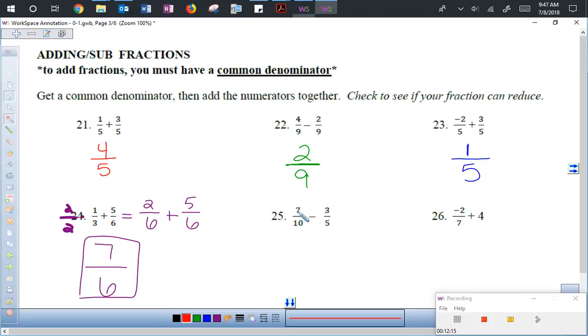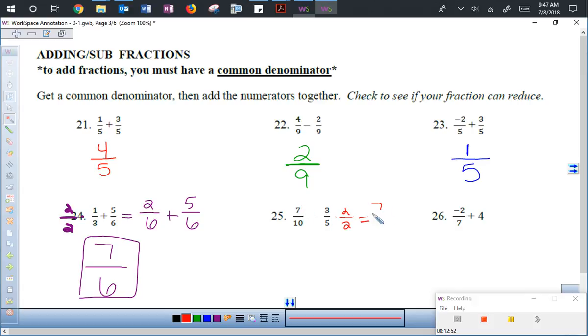On 25, I have 7/10 minus 3/5. Now, they do not have a common denominator, but I'm going to check to see if one can go into the other. So 10 and 5, I know that 5 can go into 10 2 times, so that means I need to take this fraction right here and multiply it by 2 over 2, and that's going to give me a new fraction. Now I'm going to rewrite my new equation.